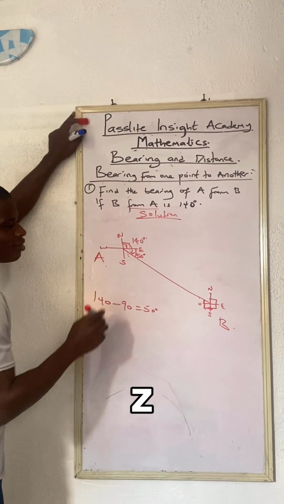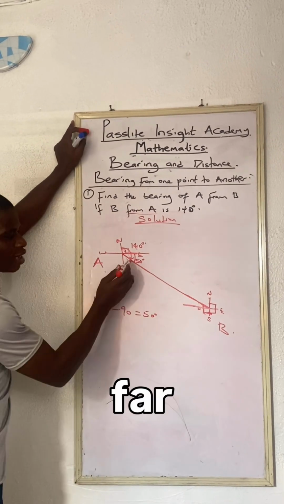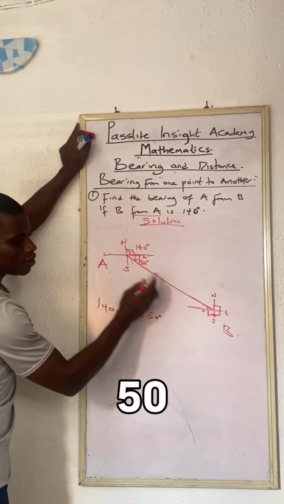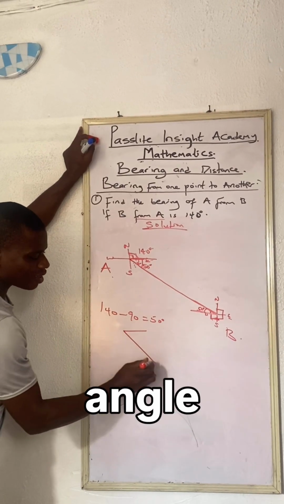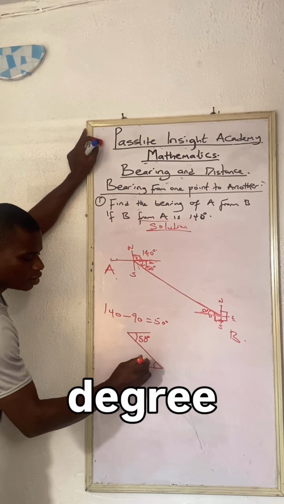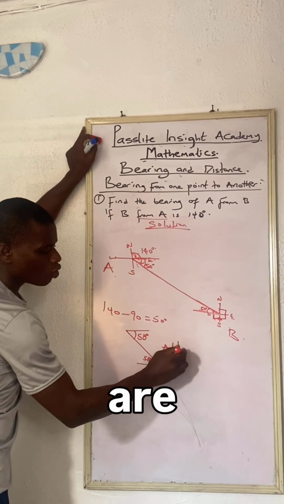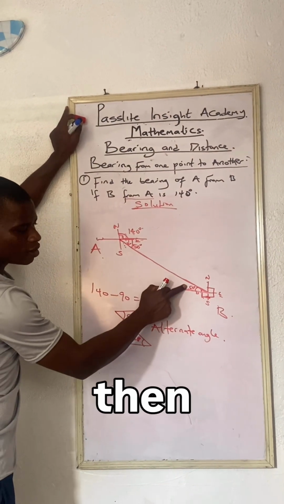So let's draw our Z here. This is Z. As far as you draw the Z, if here is 50, this place here is 50. Which law is that? It is the alternate angle in mathematics. If here is 50 degrees, here too is 50 degrees. We call it alternate angles are equal. Meaning that if here is 50, this place is 50. Then we go to the answer.